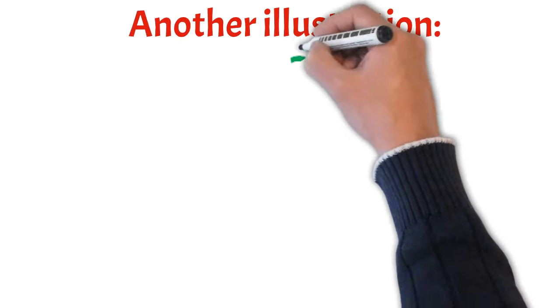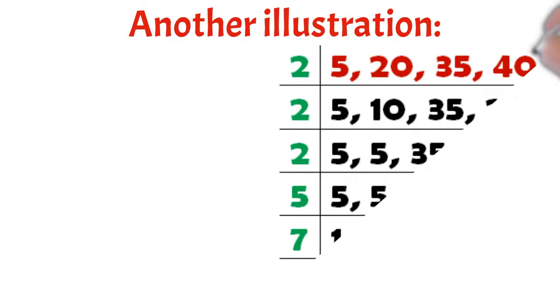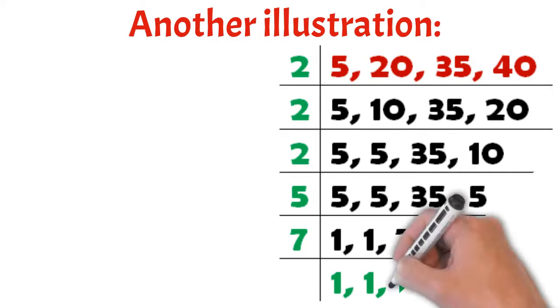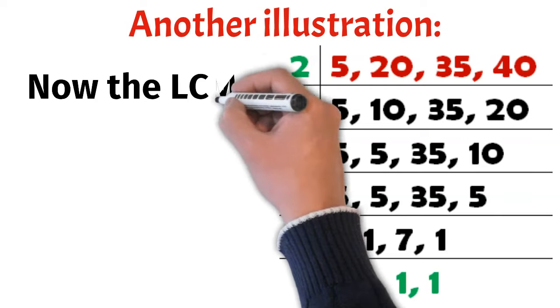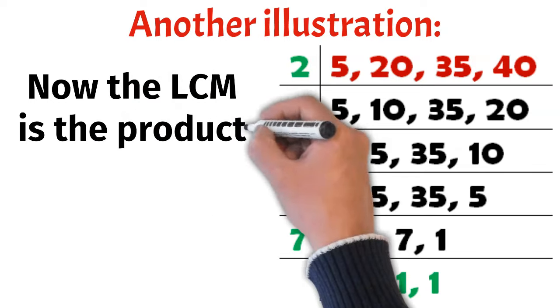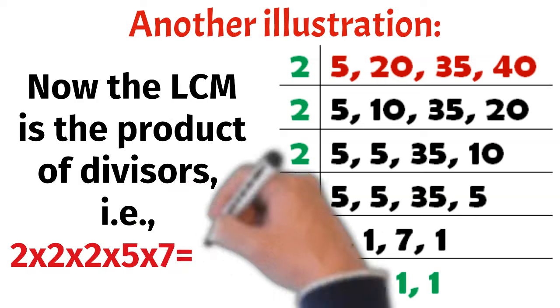Illustration 2. Let's calculate the LCM of numbers 5, 20, 35 and 40. The process is same as before. They are divided by 2, 5 and 7 in sequence. Now the LCM is the product of divisors 2 into 2 into 2 into 5 into 7 equal to 280.